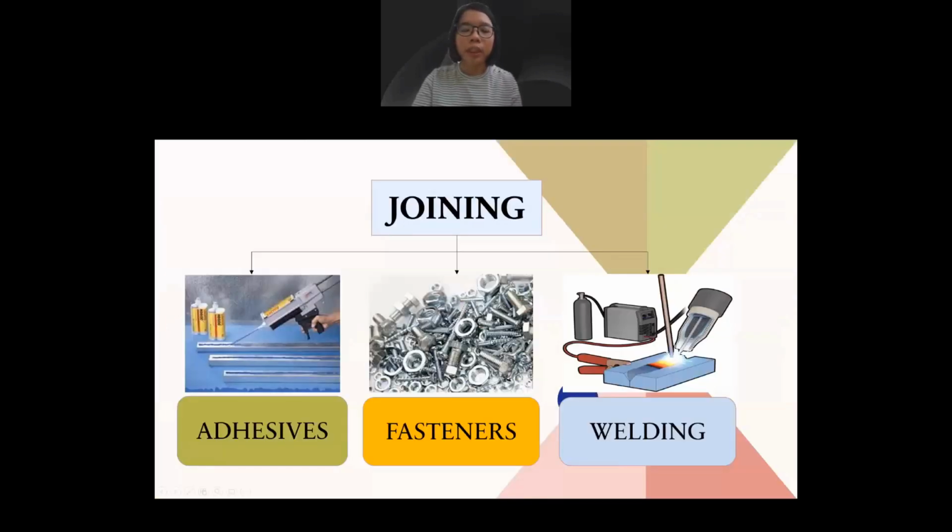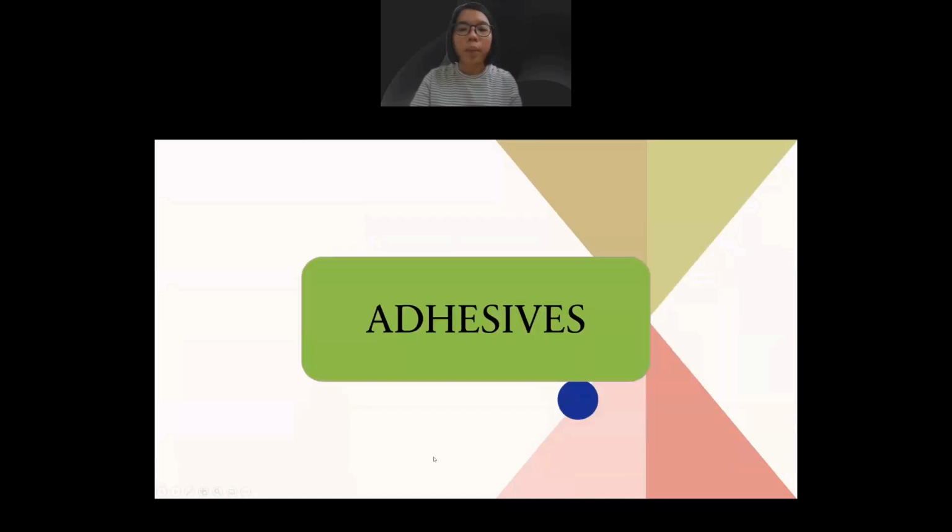The joining process is classified into three categories, which are adhesive, fastener, and welding. Today we will present about adhesive and fastener. The welding will be presented by another group. Now I would like to pass to Nur Sajrina to present about the adhesive.